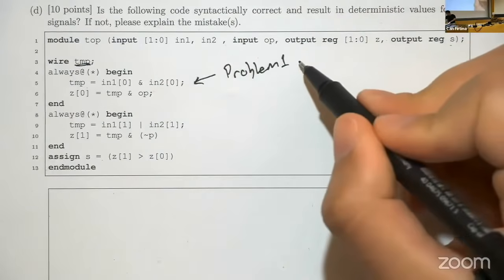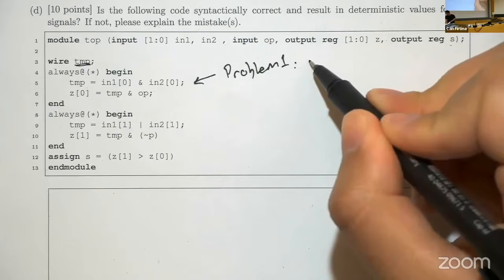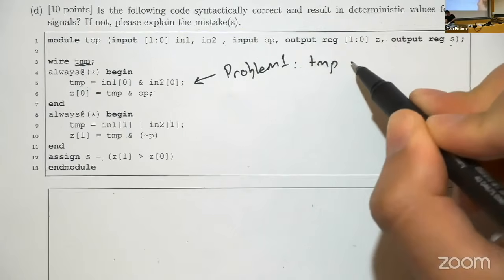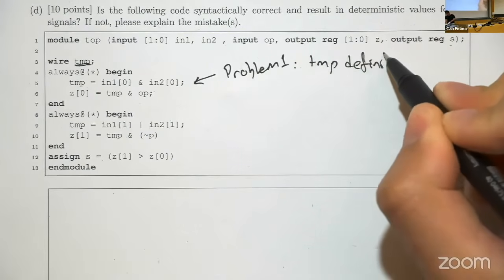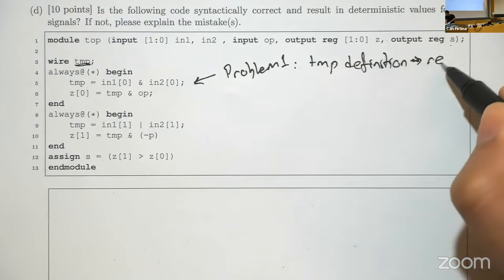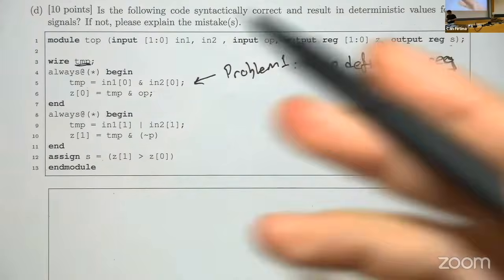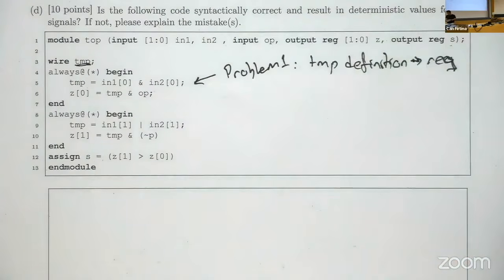And to solve this, we can either make TMP definition or declaration should be register. Or we somehow remove this assignment from the always block and make it an assignment outside the always block by using an assign statement, for example.